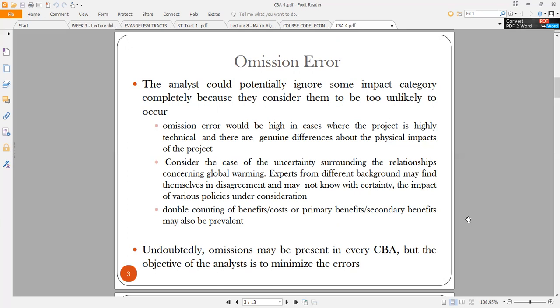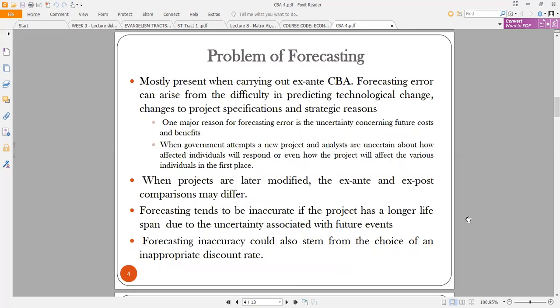And at times too, when the project is of a grand scale, something like if it is for the entire nation, then it's more likely that we will omit certain impacts than if the project is just smaller in nature. So the larger the project, the more likely it is to leave out some impacts, be it benefit or cost. But as I said earlier, there's no argument about the fact that there will definitely be an omission error in CBA, but we try to minimize these errors. So this is the first issue with CBA.